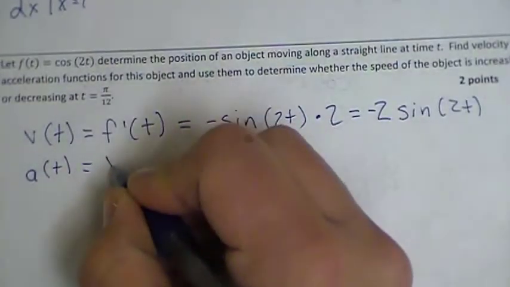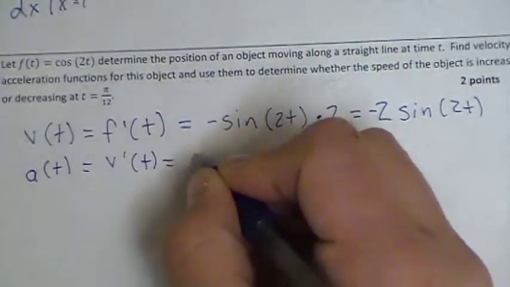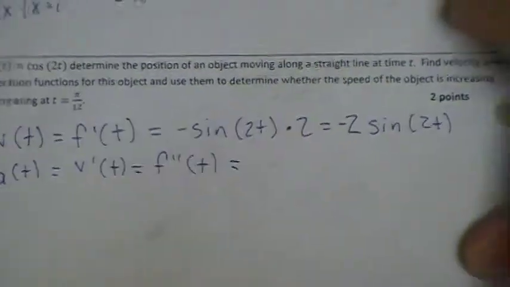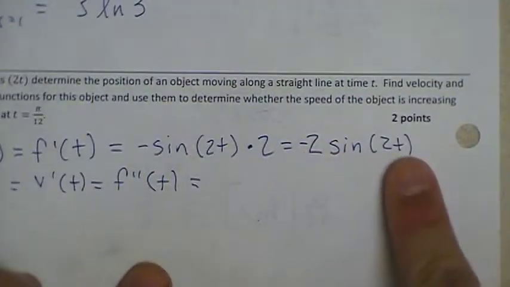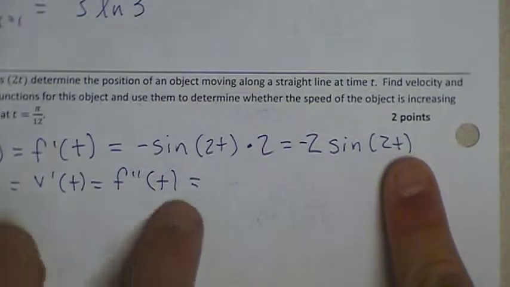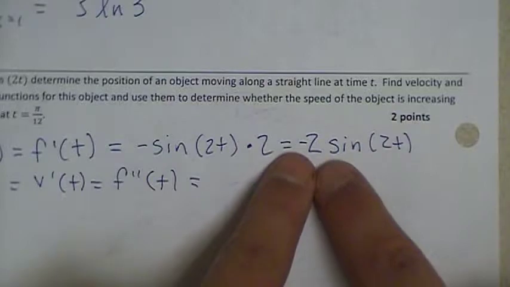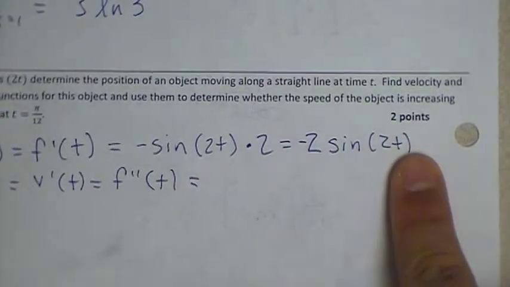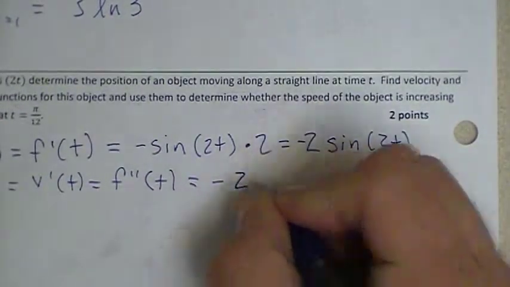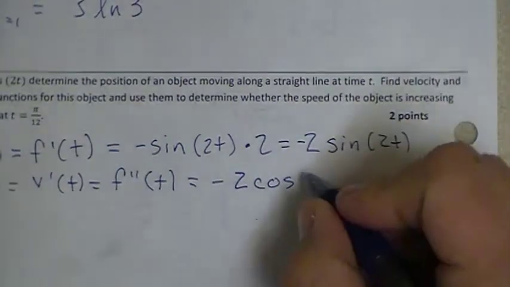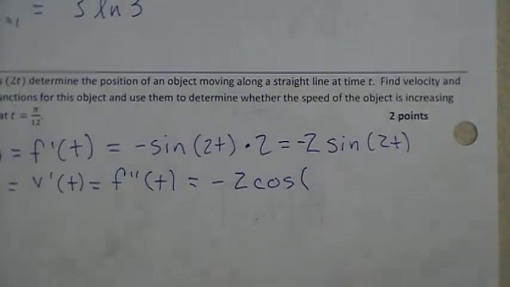So acceleration is the derivative of velocity, or the second derivative of position. So I'm going to have to take the derivative of this. You do not have to use the product rule on this, because if you take the derivative of negative 2, you get 0. So half of your product rule is going to drop out. The only half you're going to have is going to be negative 2 times the derivative of sine of 2t. So I'm just going to copy down the negative 2, and then I need to multiply this by the derivative of sine of 2t. So the derivative of sine is cosine.